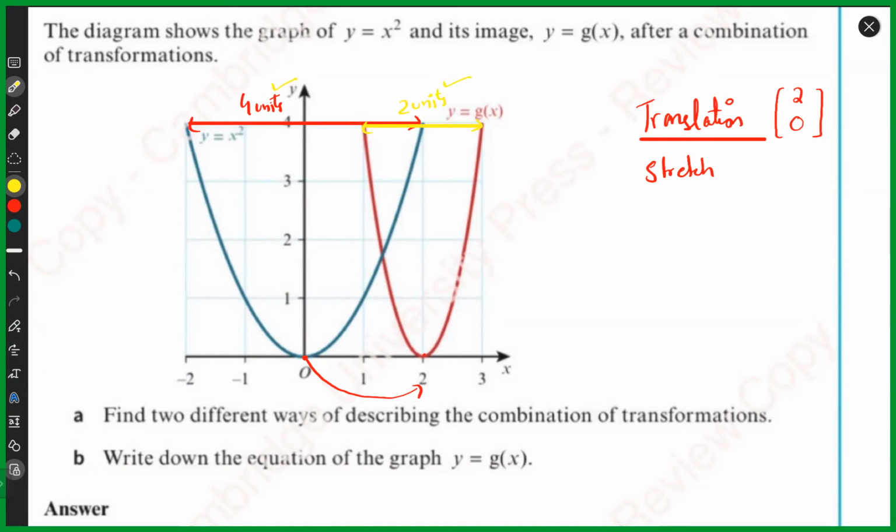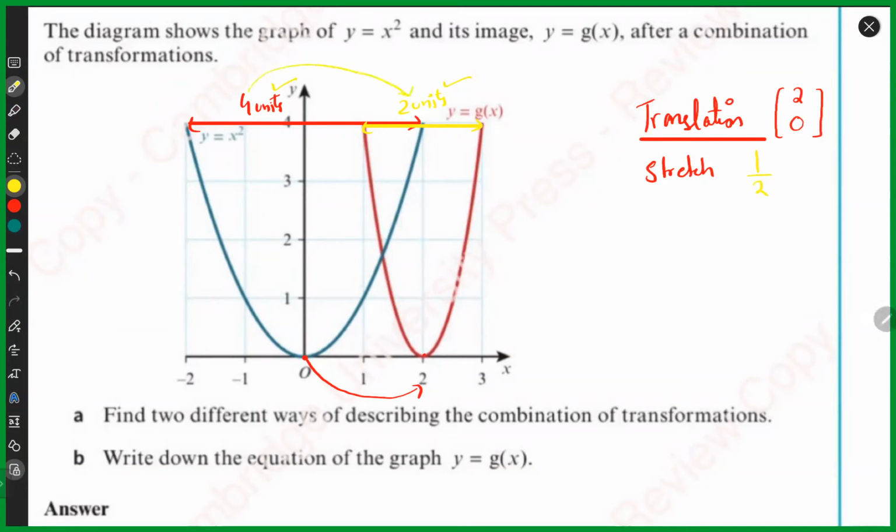Okay, and what about the other students? Can anyone guess this one? It would be 1 by 2. I guess it's -2. What, the translation? No, the stretch. No, the stretch is 1 by 2. Why is it 1 by 2? Because you can see from 4 we have shifted to 2.